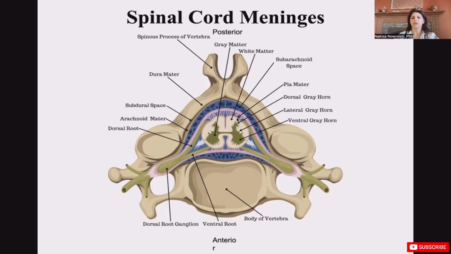Your spinal cord also has white matter and gray matter. The gray matter, which is in green here, has three parts to it: ventral gray horn, lateral gray horn, and dorsal gray horn. Here, this is the dorsal root. This is the ventral root. And I know this is dorsal root because dorsal root ganglion, which is the cell body of sensory neurons, is located in dorsal root ganglion, a dorsal feature.